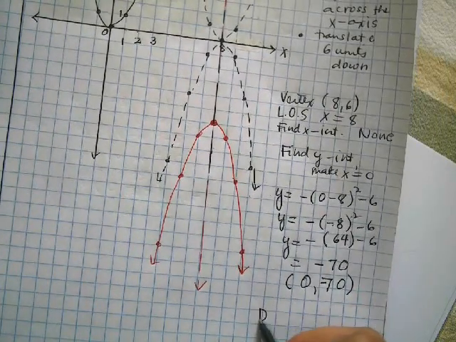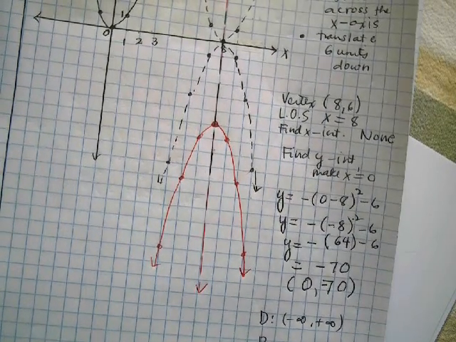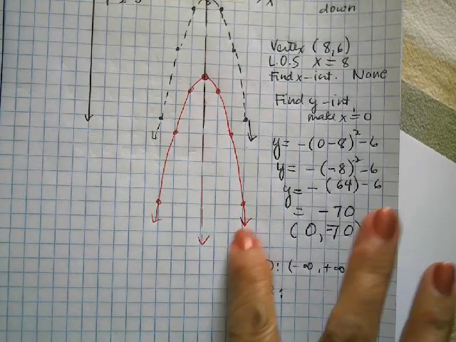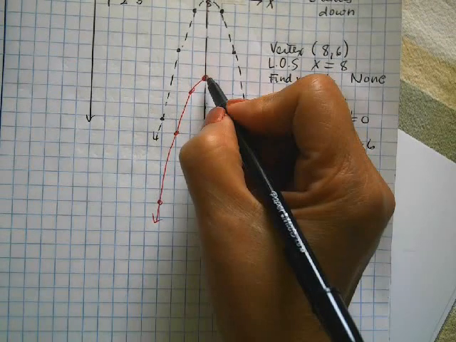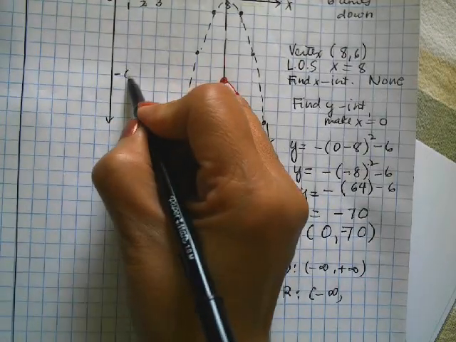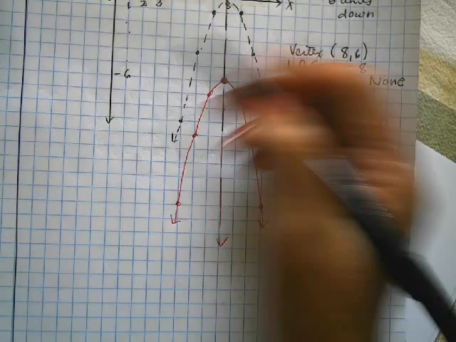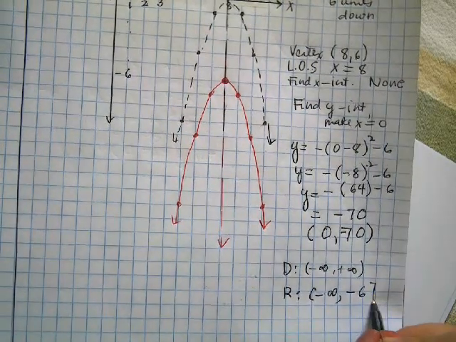Okay, domain is always all real numbers, and range, look at your graph. Where did your graph start? At the bottom is negative infinity up to, what is this point? This point is negative 6, right? 1, 2, 3, 4, 5, 6. So that is up to negative 6, with a bracket.